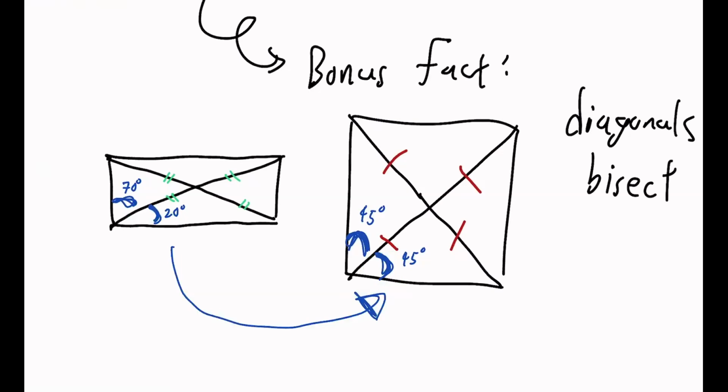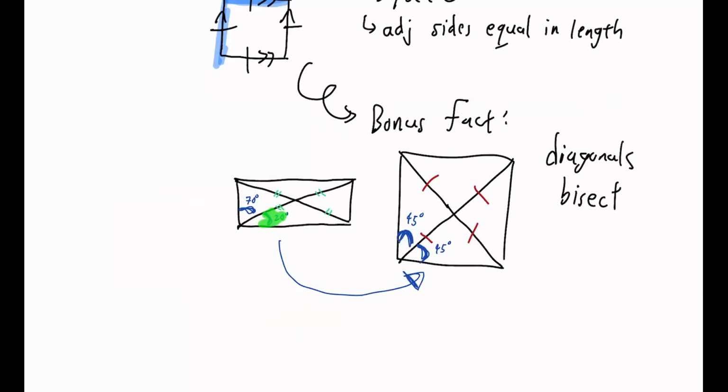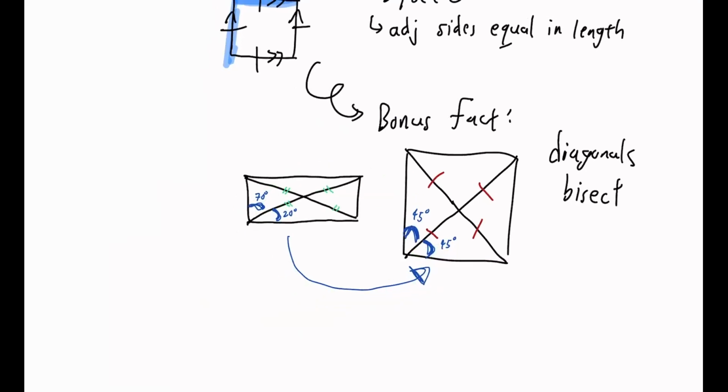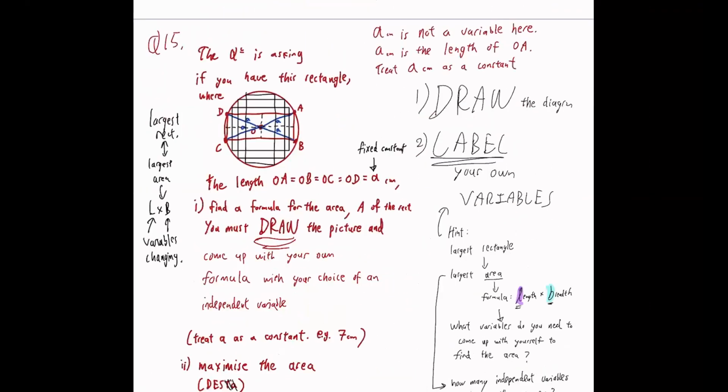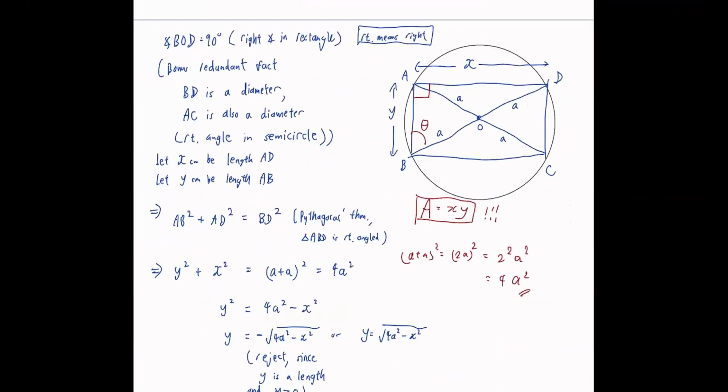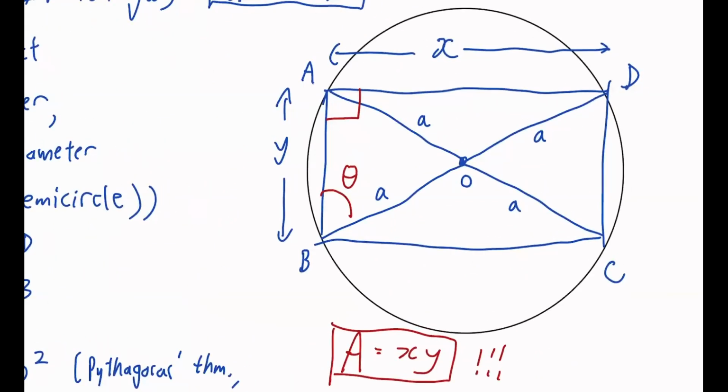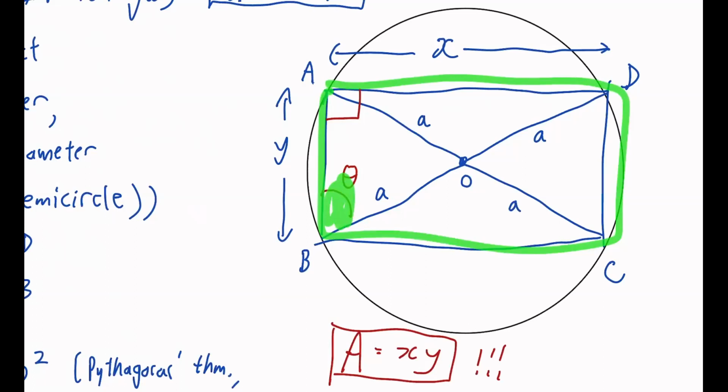So that means we can let this changing angle, it's varying, right? Sometimes 20 becomes 45 or 70 goes to 45. So it's increasing or decreasing, it's changing. We can introduce a variable to represent that angle over here. Of course it could be at the bottom or the top, it doesn't matter. Then from there, we can construct a formula for the area of the rectangle in terms of theta.